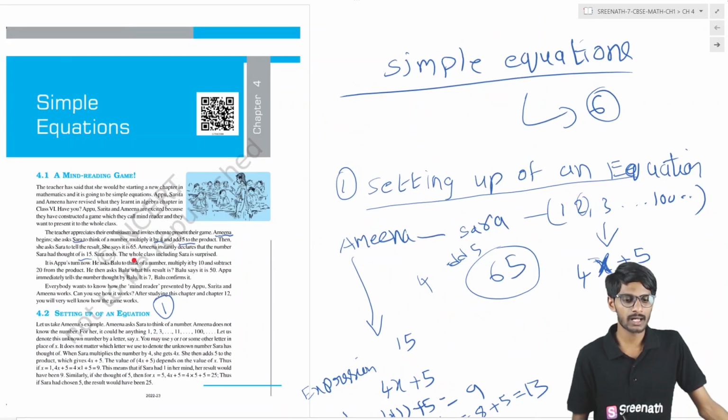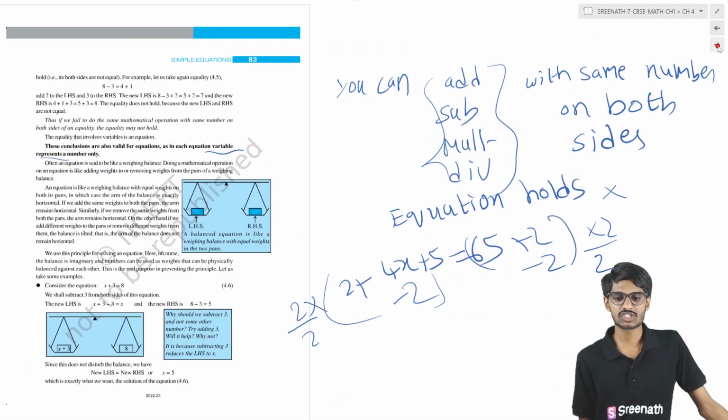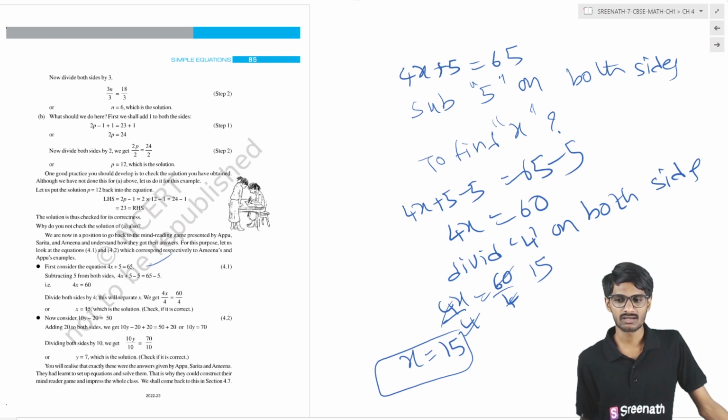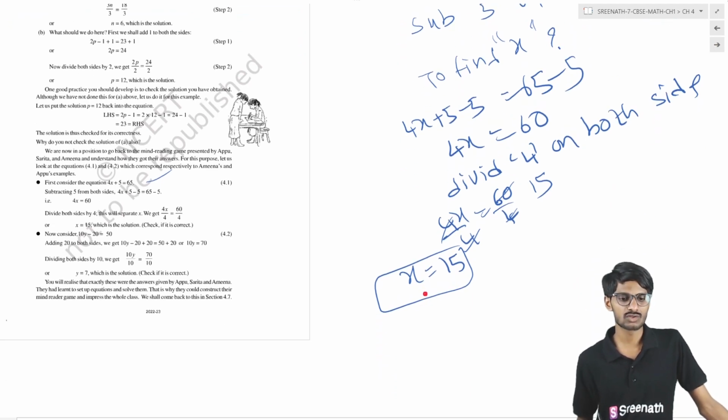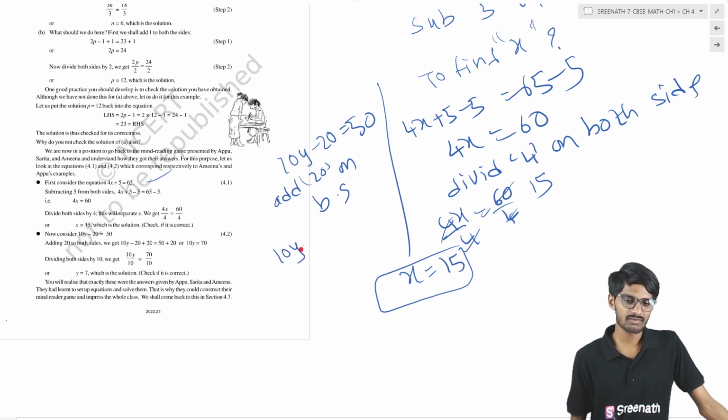This is the game they have played, and here Amina said the answer is 15 for 65. How did she know? She set up an equation and solved it. And another thing is here: 10y minus 20 equal to 50. Whatever you do, you have to do the same on both sides. So add 20 on both sides. I am writing b.s., a shortcut for both sides. So 10y is equal to 70. I have directly added 20 plus 20.